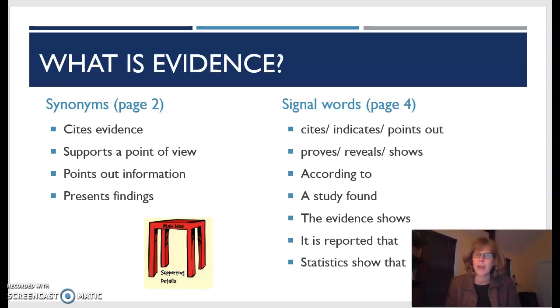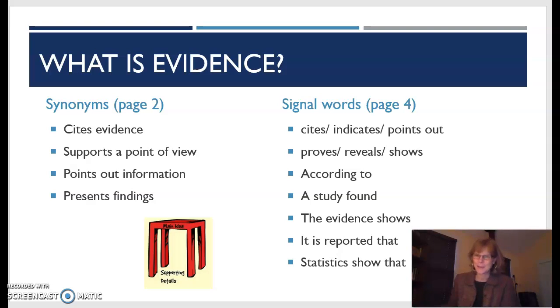Well, let's do the same with evidence. Go back to page 2. In that white box, the writer again talks about finding evidence. The writer uses these expressions for synonyms: cites evidence, supports a point of view, points out information, presents findings. All of these are expressions that talk about support or evidence, information or examples.